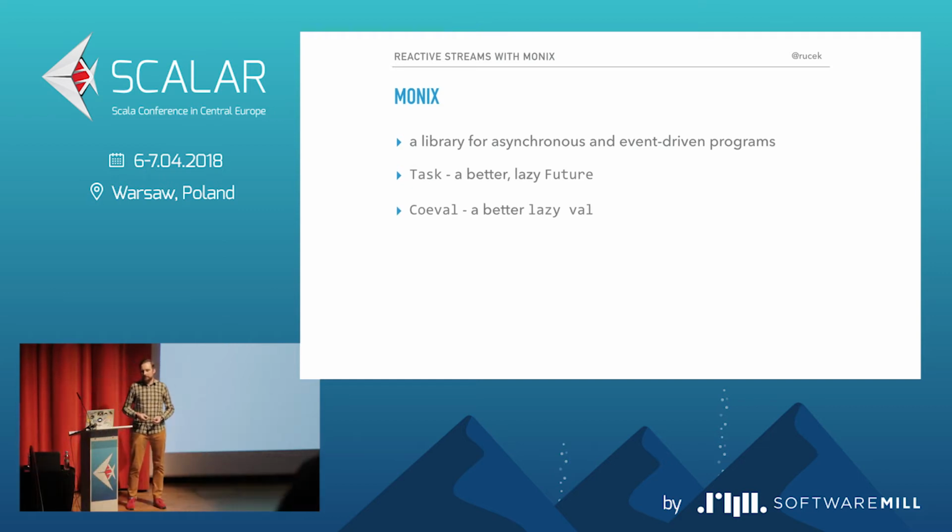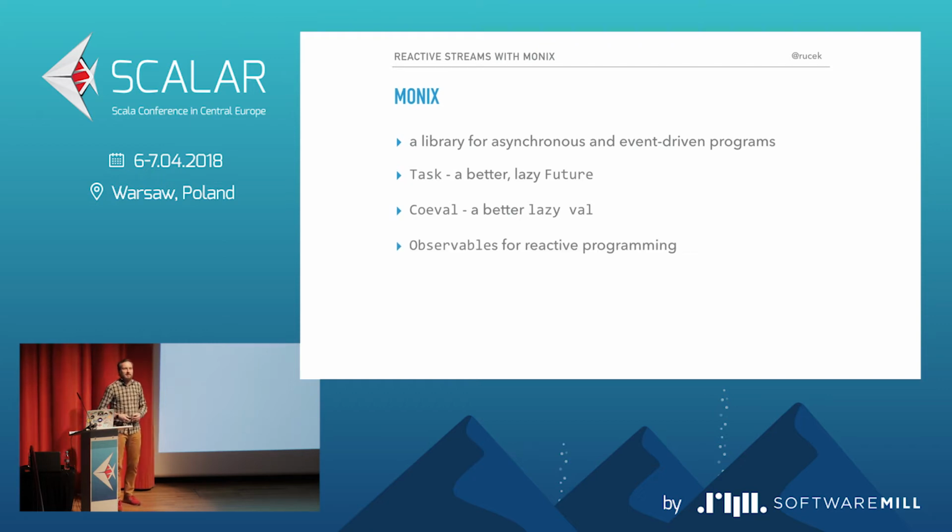The next concept is something called Coeval. The name may seem strange. Coeval is a lazy computation, but a synchronous one, so the one that happens instantly. You can think of Coeval as a lazy val, for example, or as a by-name parameter to a function, but lifted or brought to the type level. So you have a type representing a lazy computation that is happening instantly. It has this co prefix, which is pretty often found in functional programming. And last but not least, we have observables, which is the implementation of the Reactive Streams manifesto done by Monix. And this is what we are going to talk about today.